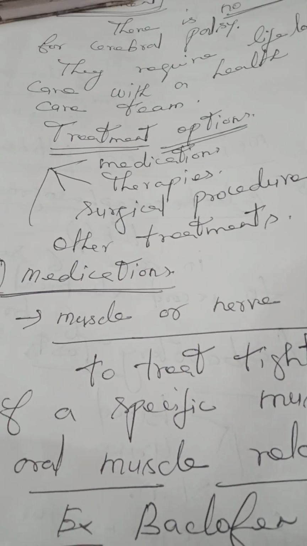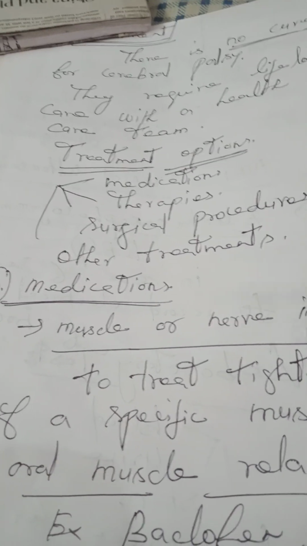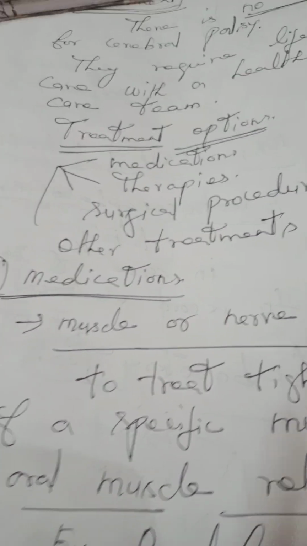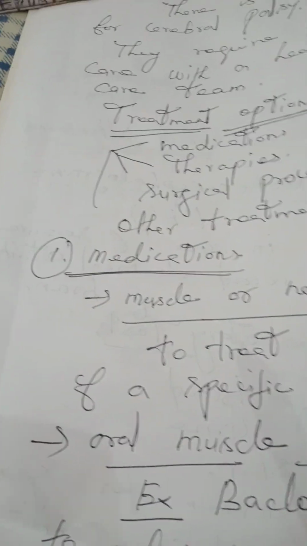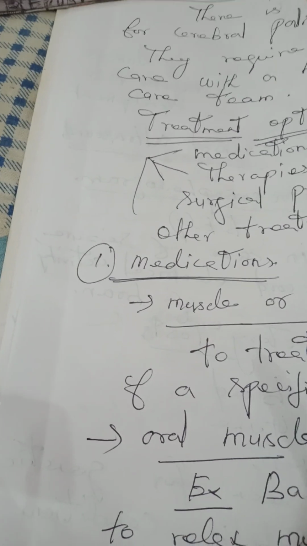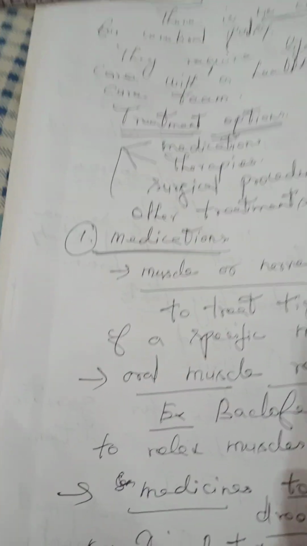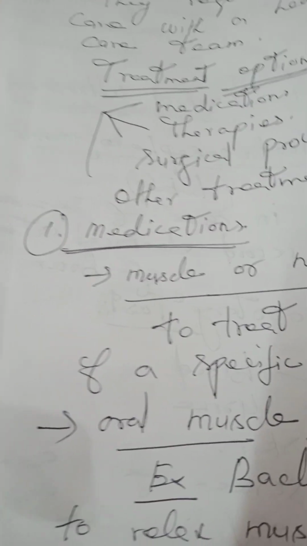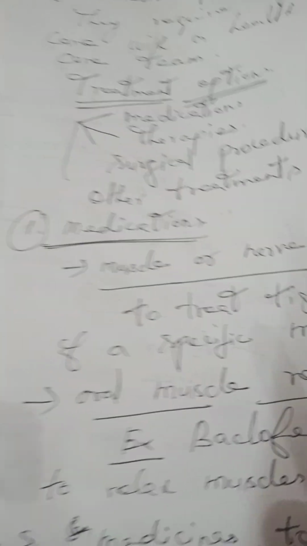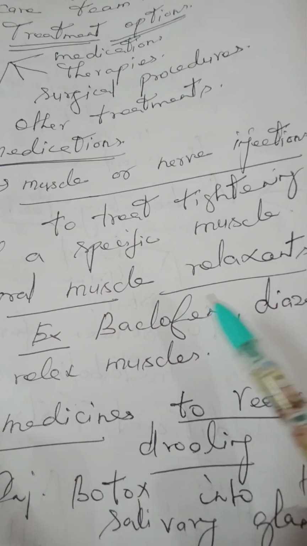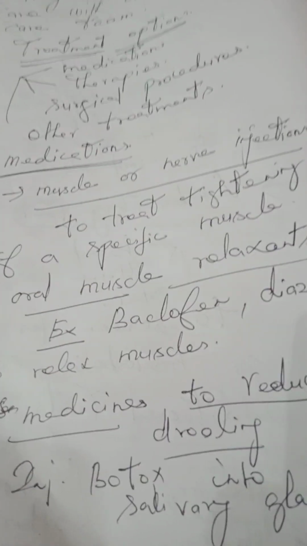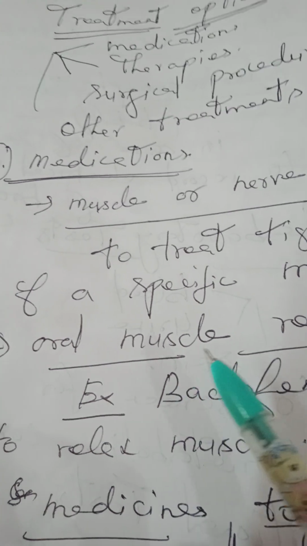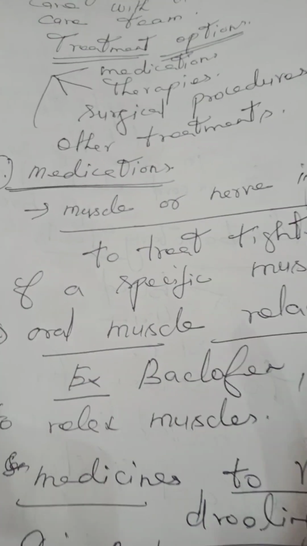First one, medications. These treatments are used to control only the symptoms, not to cure cerebral palsy. The medicines are used to treat the tightening of specific muscles. Muscle or nerve injections are used to treat the tightening of specific muscles. Second one, oral muscle relaxants. Examples, baclofen, diazepam. These are called muscle relaxants, used to relax muscles.